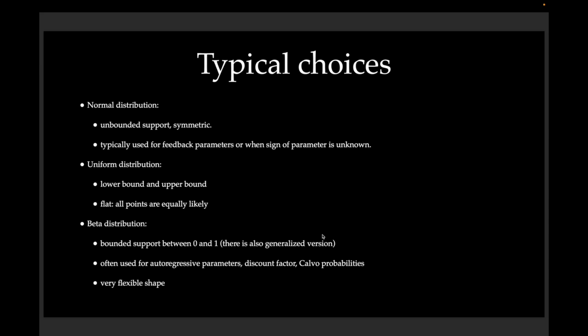Another important prior that provides you a bounded support between 2 points, mostly say between 0 and 1, is the beta prior. And this is very often used for autoregressive parameters because you can put mass rather towards 1 or rather towards 0 or have even a symmetric shape. Then the beta distribution is a very good choice. So you will find this is a typical choice for autoregressive parameters of shock transition equations, for discount factors, or probabilities like the Calvo probability of price rigidities.